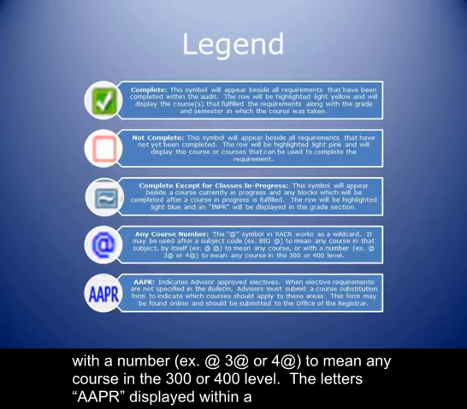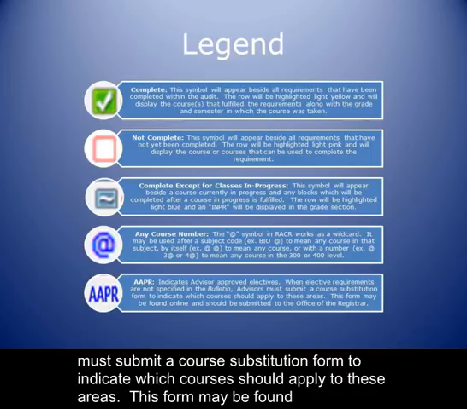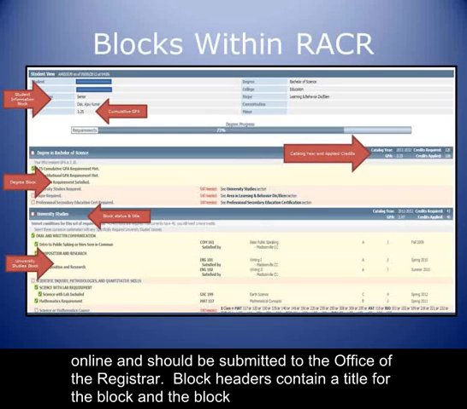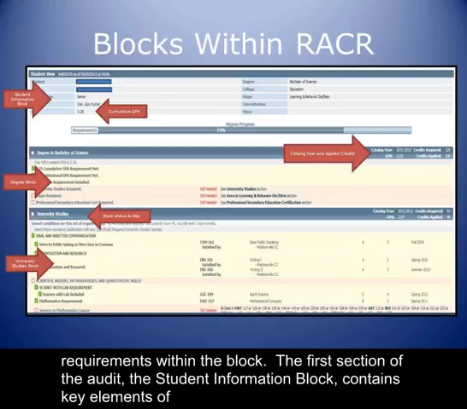The letters AAPR displayed within a requirement indicate advisor-approved electives. When elective requirements are not specified in the bulletin, advisors must submit a course substitution form to indicate which courses should apply to these areas. This form may be found online and should be submitted to the Office of the Registrar. Block headers contain a title for the block and the block GPA. Like individual requirements within each block, the block header will contain a symbol stating the status of all the requirements within the block.